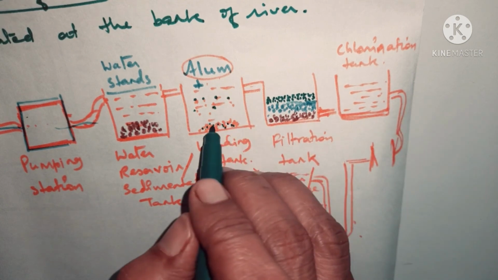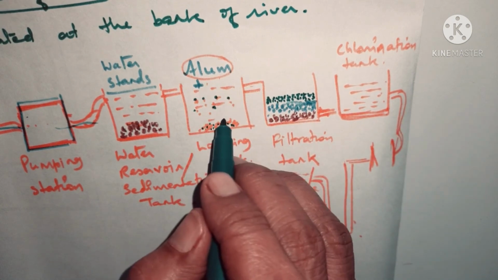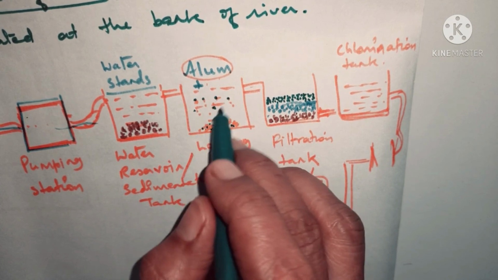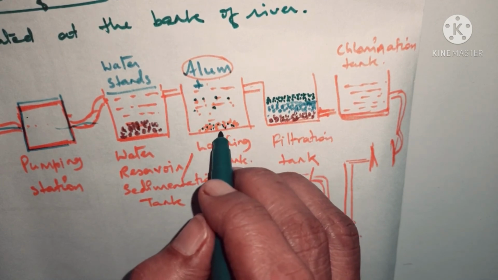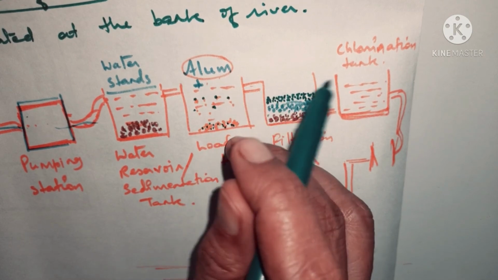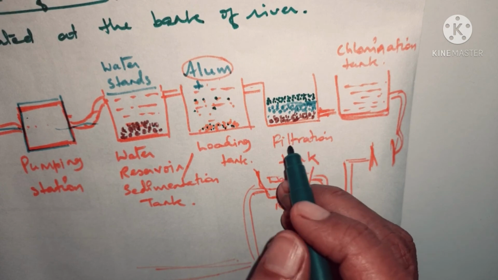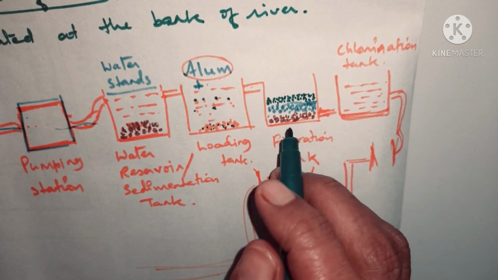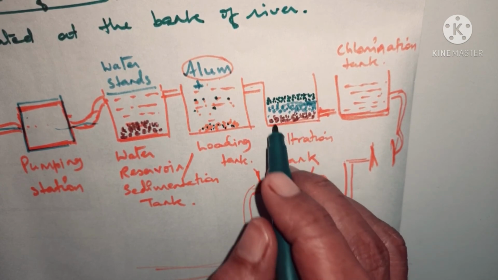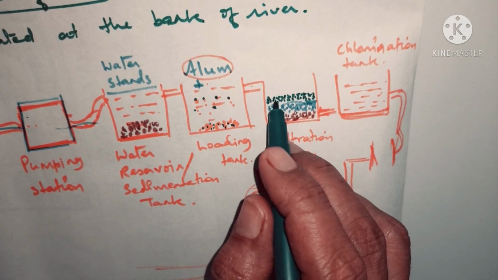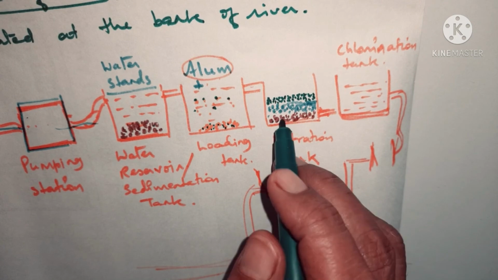These suspended clay particles, which were moving here and there, got settled here. Then the water is passed through another tank, known as the filtration tank. And how many layers does the filtration tank have? Three layers.